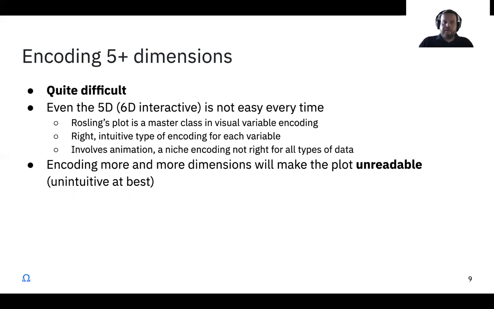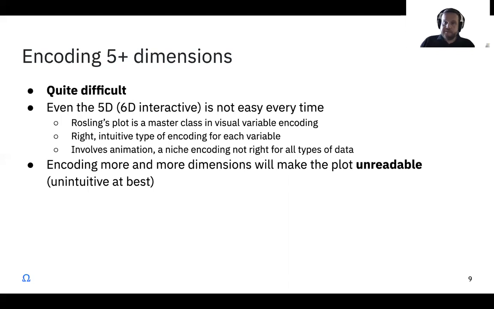And even if you don't talk strictly about 5+, if we talk about the 5D or 6D interactive, as we have seen before, it's not very easy every time. If you look at Rosling's plot, the one on the previous slide, the population bubble chart, it's kind of a masterclass in visual variable encoding. I mean, the guy got a TED talk for it, so it's pretty good, right? He has chosen the right intuitive type of encoding for each variable, which is not always possible. And it also involves animation. One of the dimensions is animation, which we have talked about might be problematic, right? So it's a very niche encoding that is not right for all types of data.